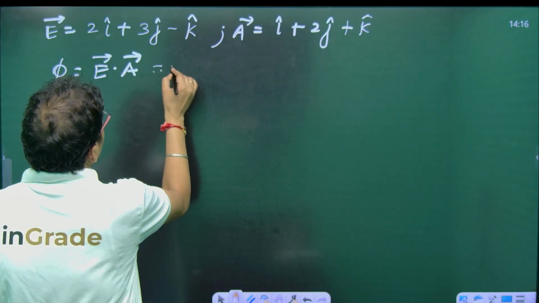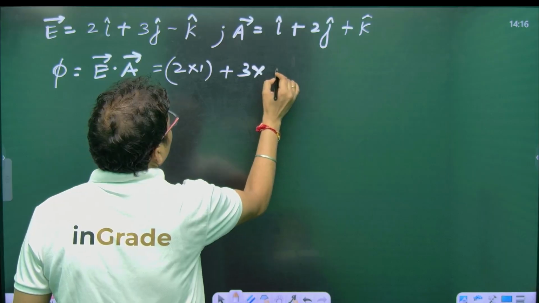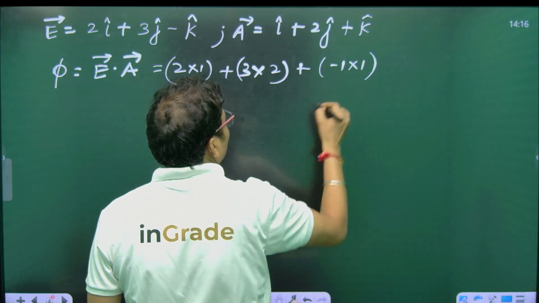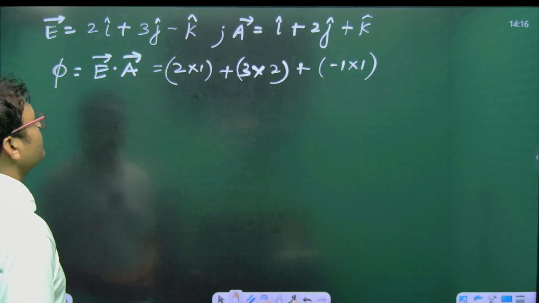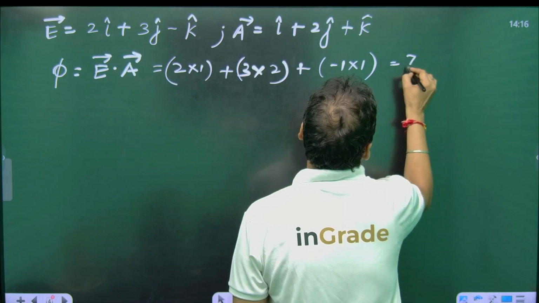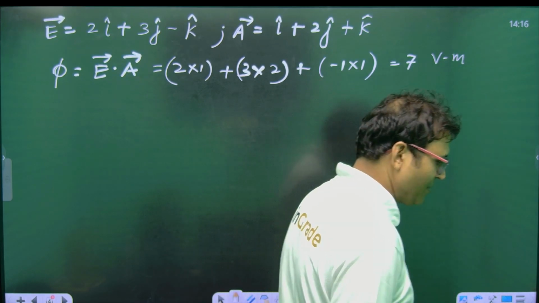2 into 1 will be the first term, plus 3 into 2 will be the second term, plus minus 1 into 1 will be the third term. So it is 6 plus 2, 8 minus 1, 7 volt meter will be the flux.